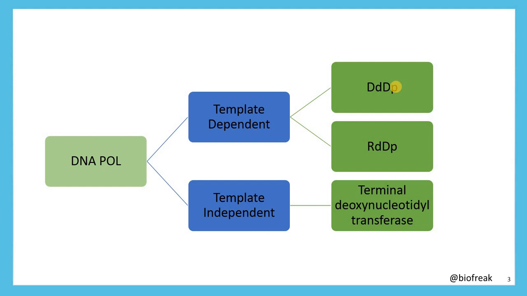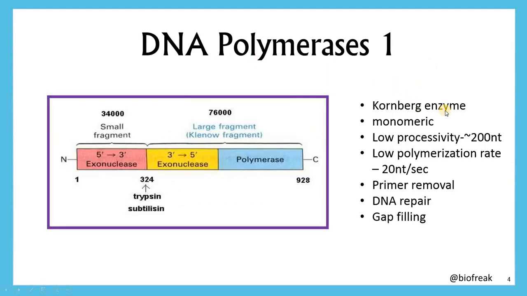Template-independent DNA polymerases do not require any template. An example can be terminal deoxynucleotidyl transferase. DNA polymerase 1, also known as the Kornberg enzyme, is a monomeric enzyme with low processivity and low polymerization rate. It has three abilities, that is primer removal, DNA repair, and gap filling.